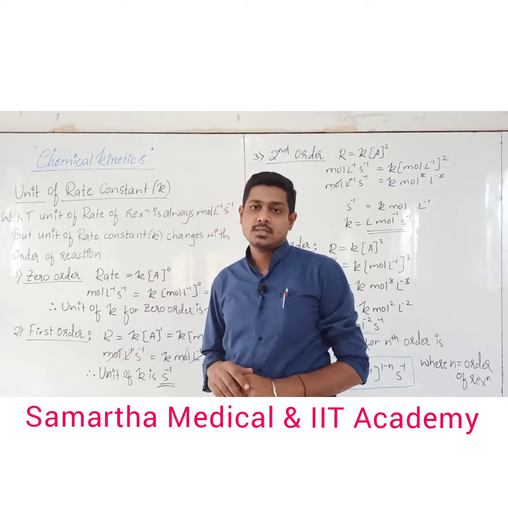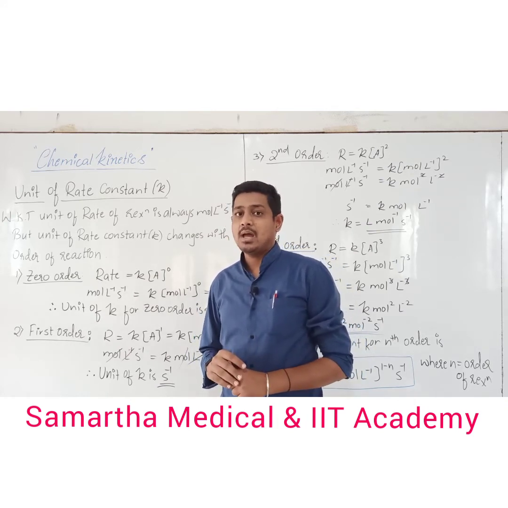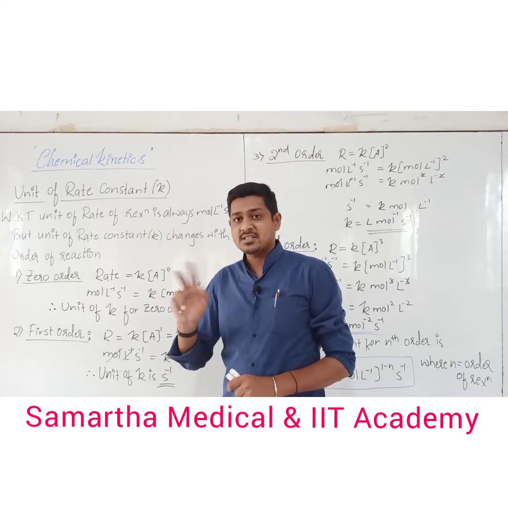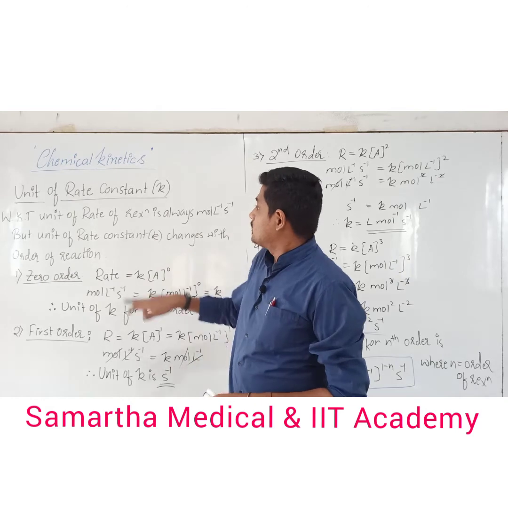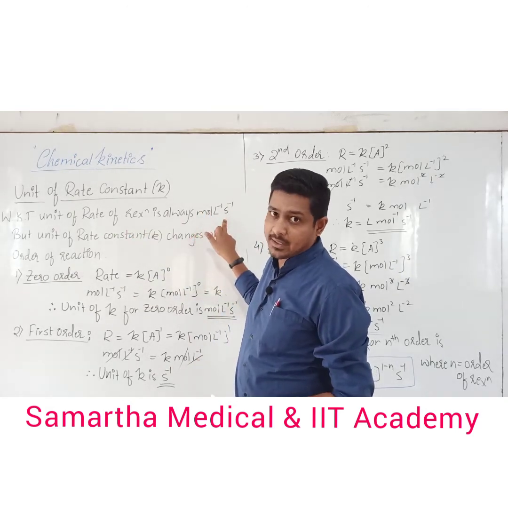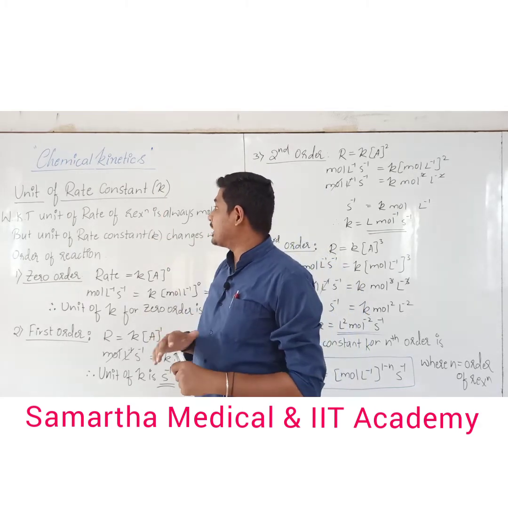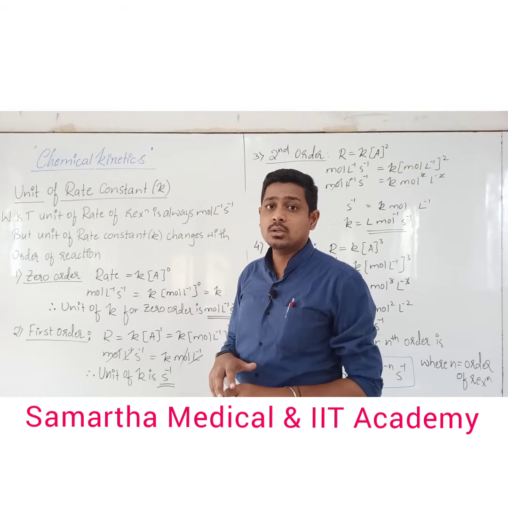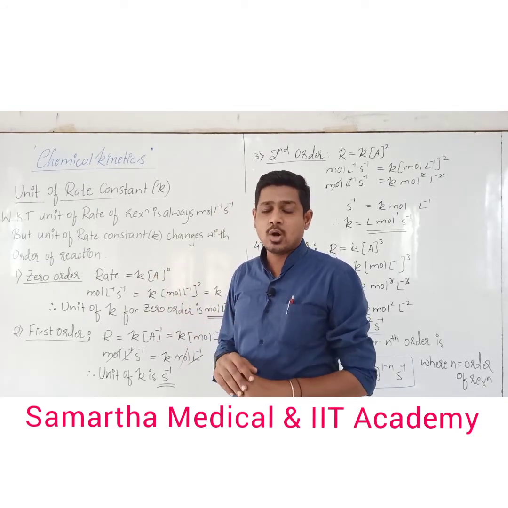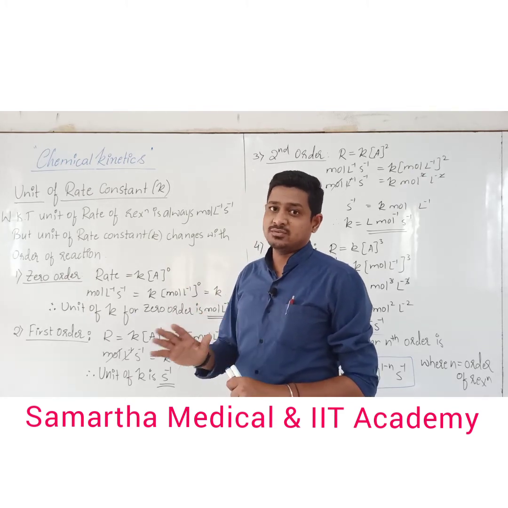in the previous class when we were discussing the difference between the rate of a reaction and rate constant, one of the important differences is that the unit of rate of the reaction is always what? Moles per liter per second. Okay, then we had said that the unit of the rate constant depends on what? Order of the reaction. Now as we know what is the order of the reaction, let us see what will be the unit of the rate constant.